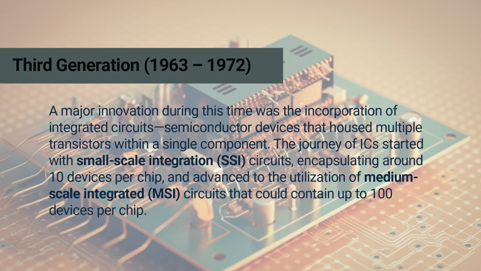A major innovation during this time was the incorporation of integrated circuits, semiconductor devices that housed multiple transistors within a single component. The journey of IC started with small-scale integration, SSI, circuits encapsulating around 10 devices per chip, and advanced to the utilization of medium-scale integrated, MSI, circuits that could contain up to 100 devices per chip. The creation of multilayered printed circuits furthered these developments, providing the building blocks for faster, solid-state memories that gradually replaced core memory.